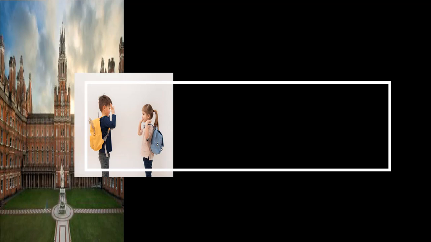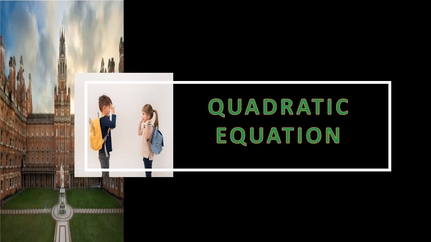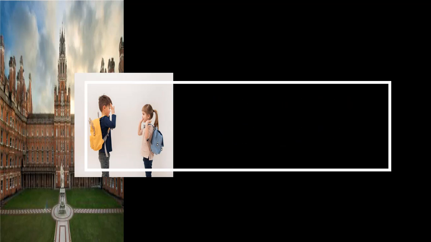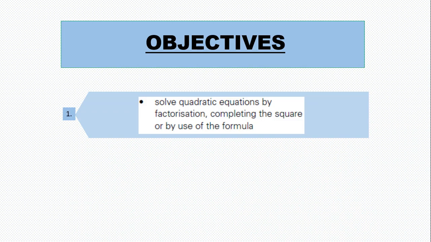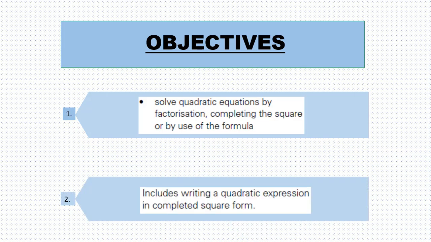I'm back today to give you tips, tools and techniques to solve quadratic equations. Students of IGCSE as well as GCSE should remember there are two main objectives that you have to attain. Number one, you should know how to solve quadratic equations: one, by factorization; two, by completing the square method; and three, by the use of the quadratic formula. And number two includes how to write a quadratic expression in completed square form.